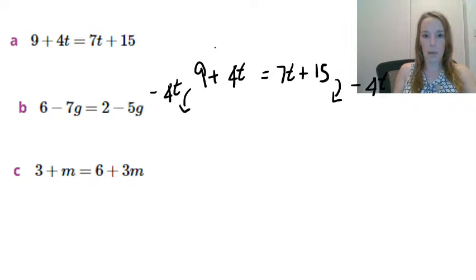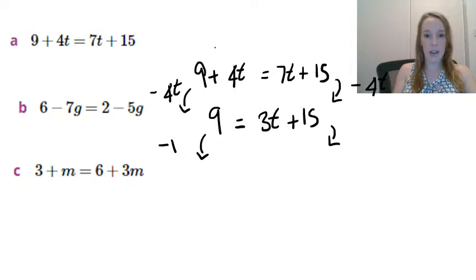So 9 plus 4t take 4t is just 9. 7t take 4t will give us 3t plus 15. So then we're going to do our next step, which is take 15 from both sides.